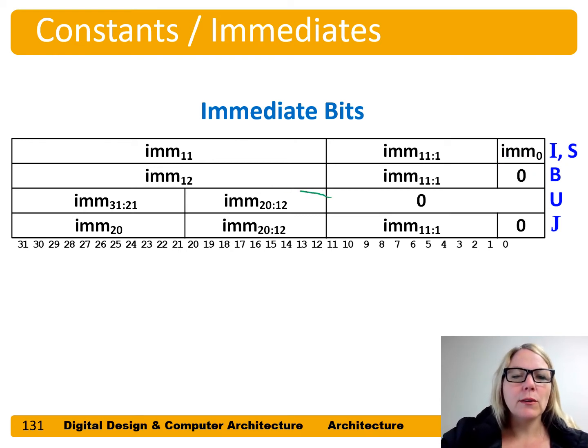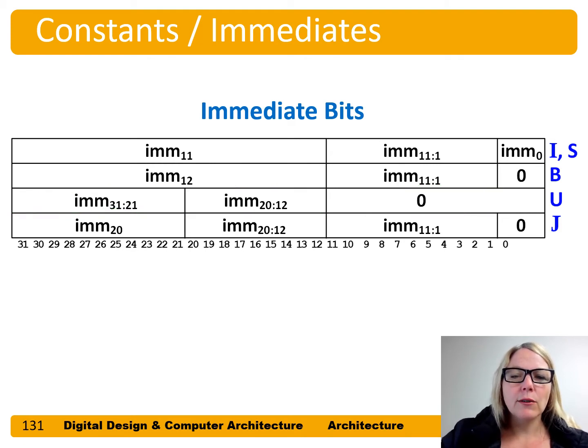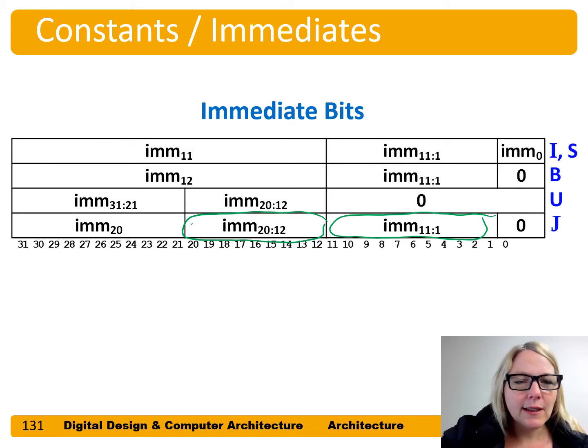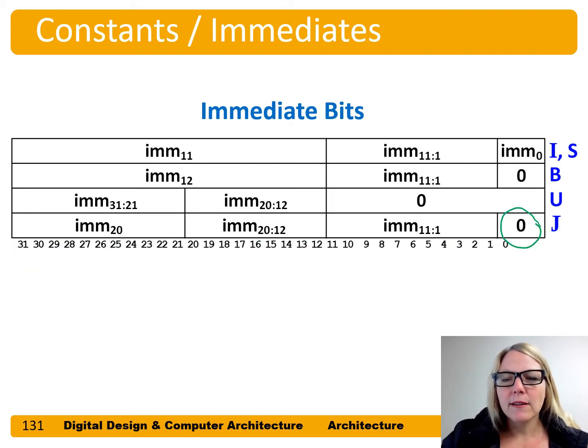U-type instructions encode the upper 20 bits of the immediate, 31 to 12, and then the processor will place zeros in the lower 12 bits to create that 32-bit immediate. And for J-type instructions, it encodes bits 11 to 1 and bits 20 to 12, so bits 20 to 1, and then is sign extended, so bit 20 of the immediate is replicated in the higher bits, and the lowest bit, the least significant bit, is populated with a 0.